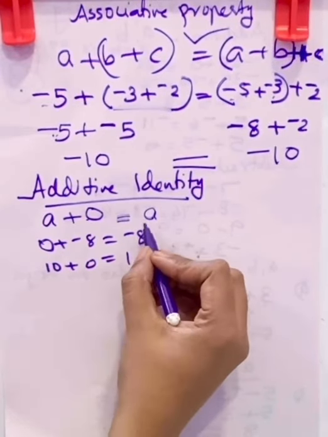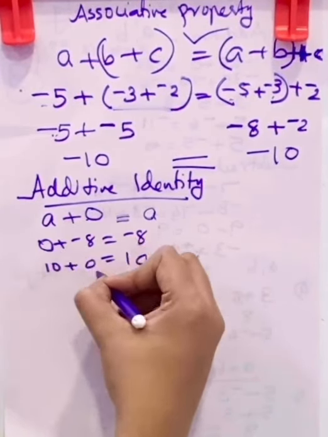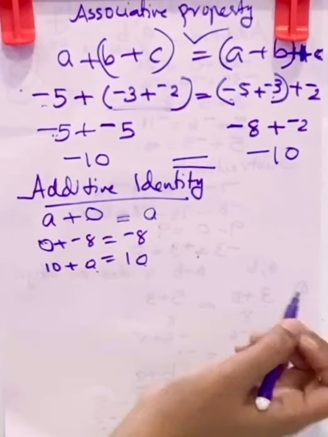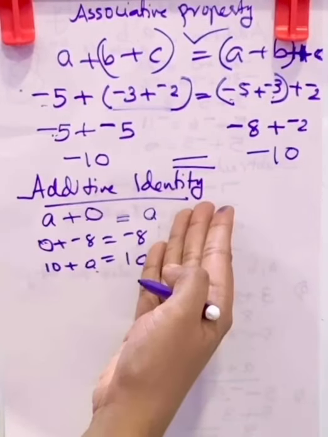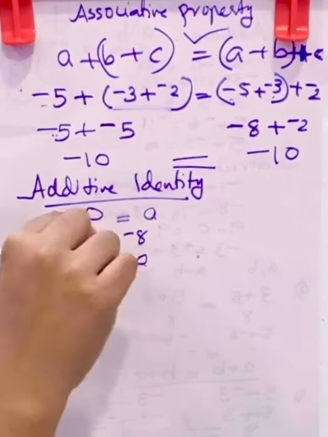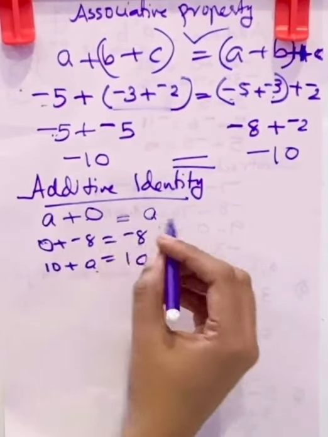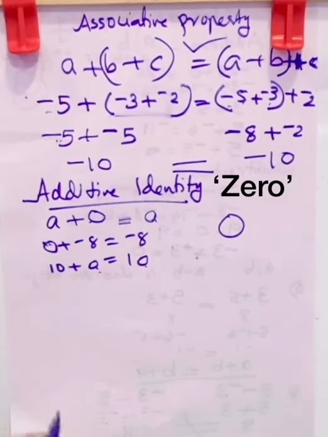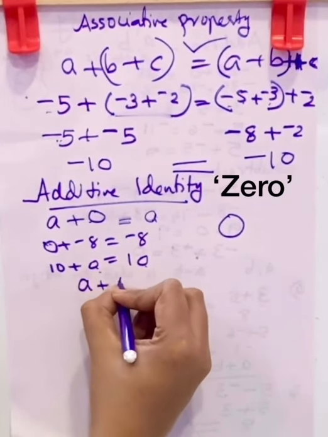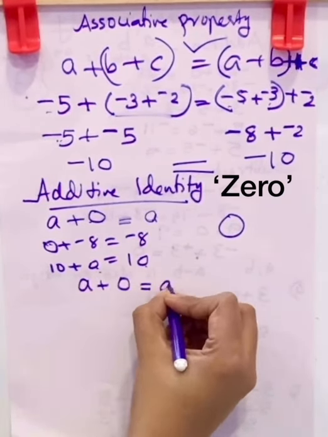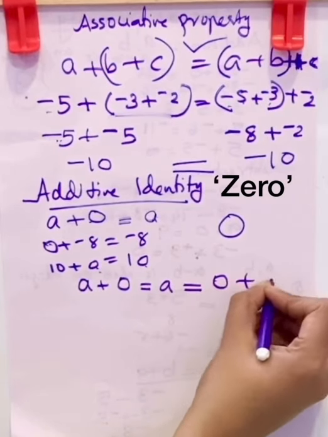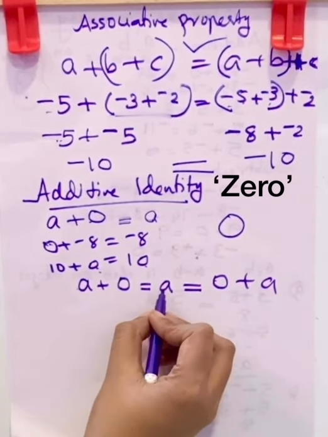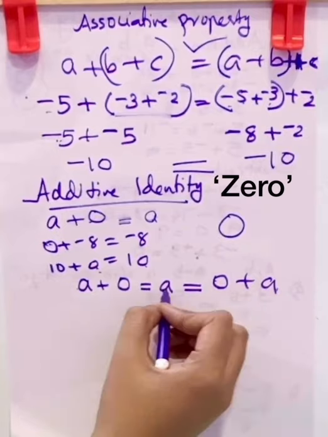That is, we are getting the same number here while adding 0 to them. That is the identity, additive identity. We get the same number as the result. So, additive identity is 0. In general, we can say A plus 0 is equal to A, which is equal to 0 plus A. A plus 0 is also equal to A. 0 plus A is also equal to A.